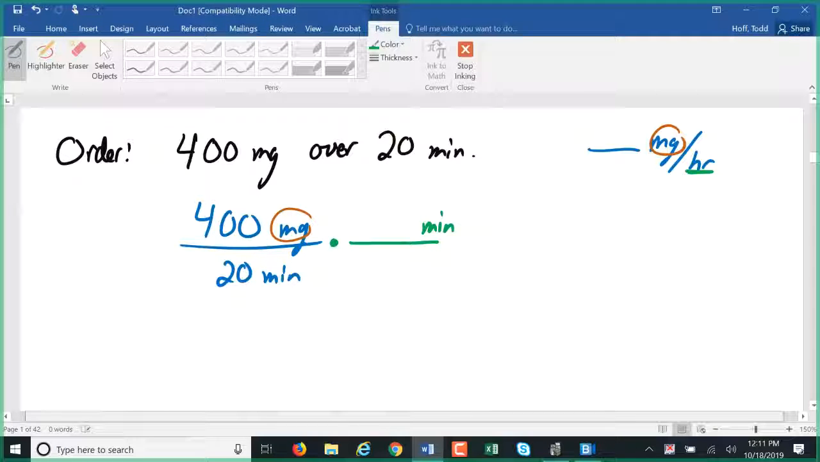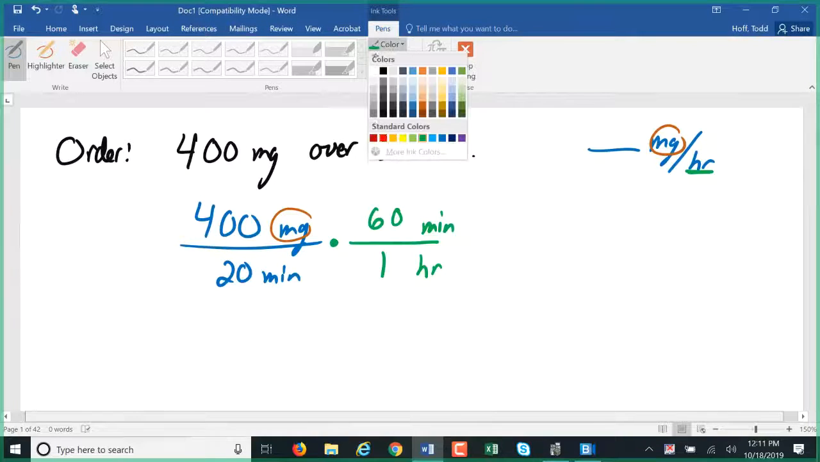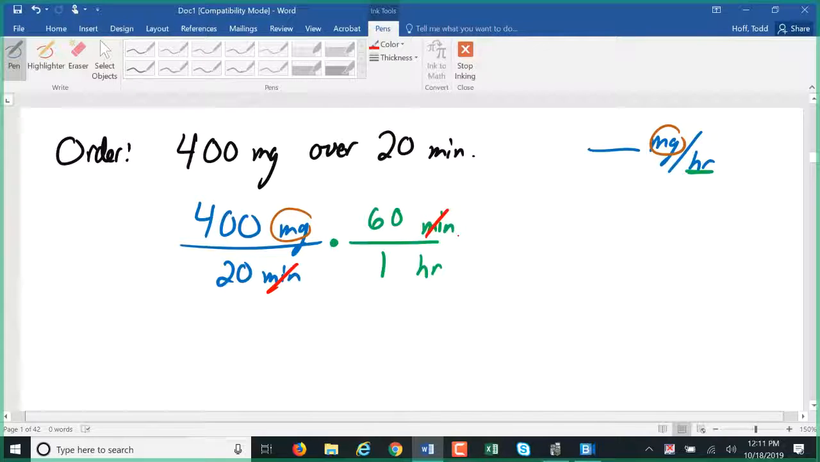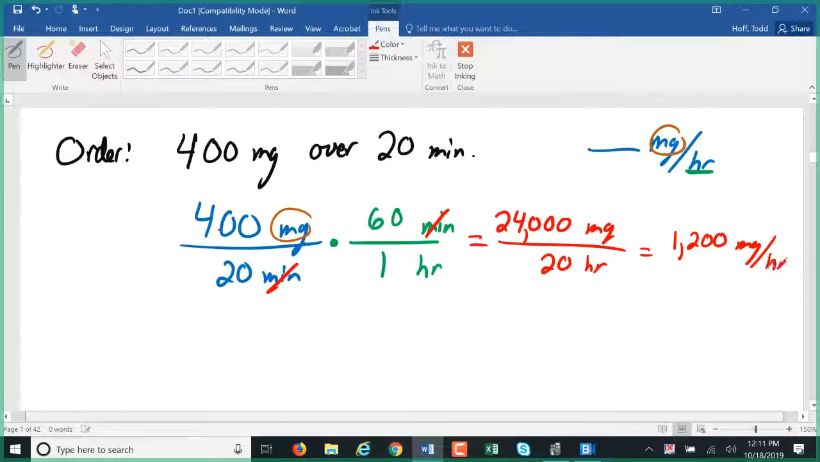And we're converting to hours. The hours on bottom, of course, the relationship is 1 hour is 60 minutes. Minutes cancel out. 400 times 60, 24,000 milligrams. 20 times 1 hour is 20 hours. Divide the 24,000 milligrams by 20 hours, that's 1,200 milligrams per hour.